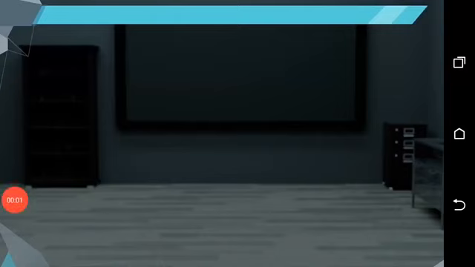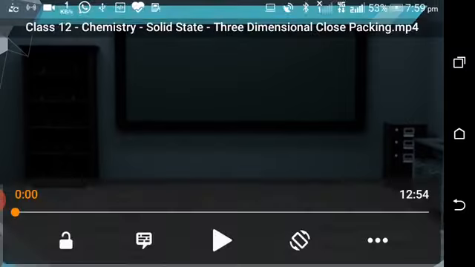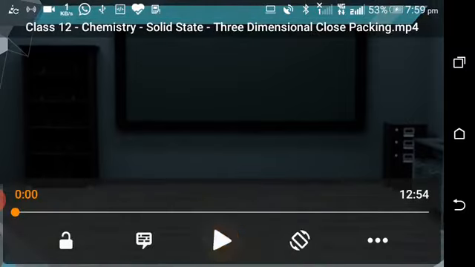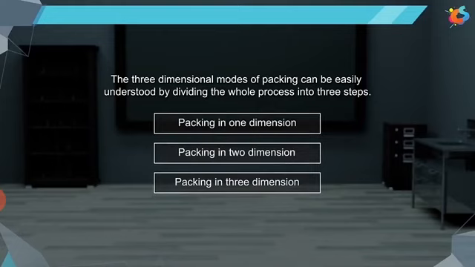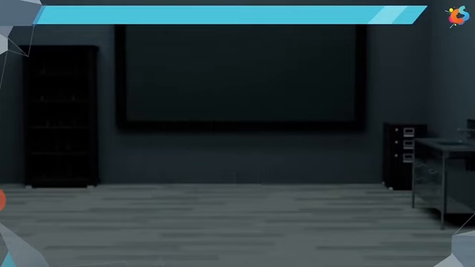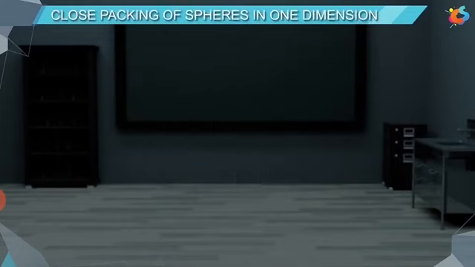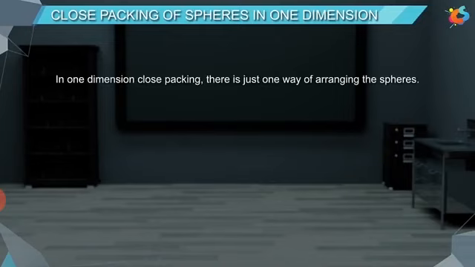Hello everyone. Today we are going to study about the three-dimensional modes of packing, and it can be very easily understood in the following three steps. First, packing in the 1D, 2D and then 3D. First of all, we will see the close packing of spheres in 1D.